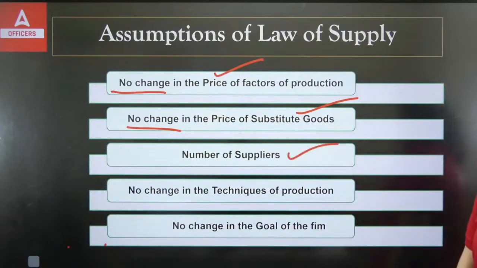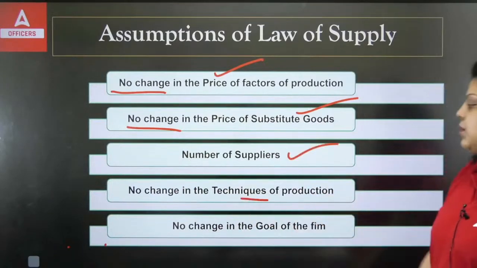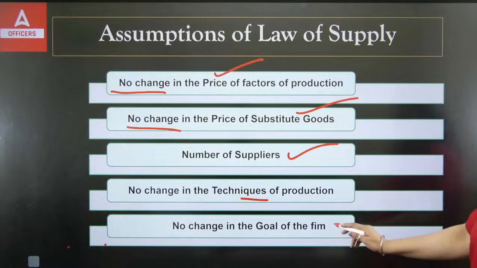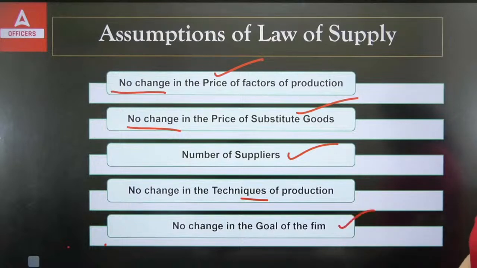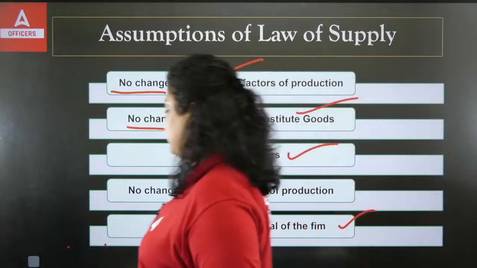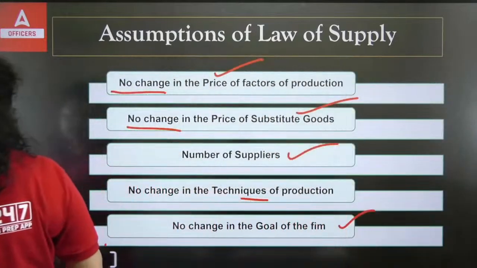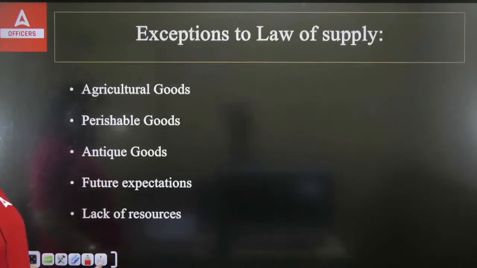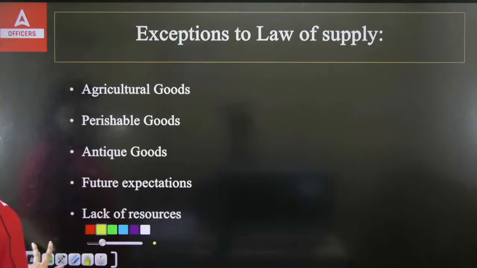They should not change. No change in the techniques of production. If you are using human resources or a certain technology for production, that should continue. No change in the goal of a firm. The objective of the firm should be the same as it was initially when you started selling the product. So that's the assumption of the law of supply. If one of them changes, the law of supply will not work.